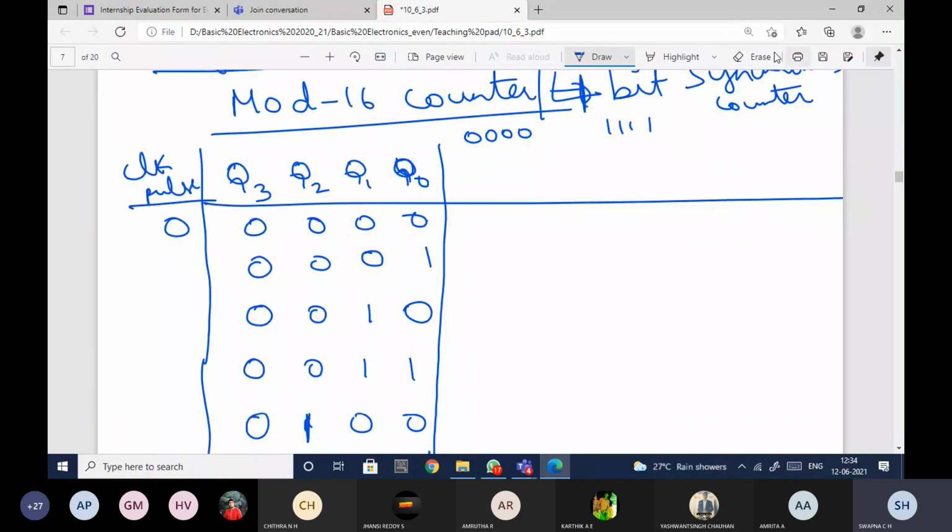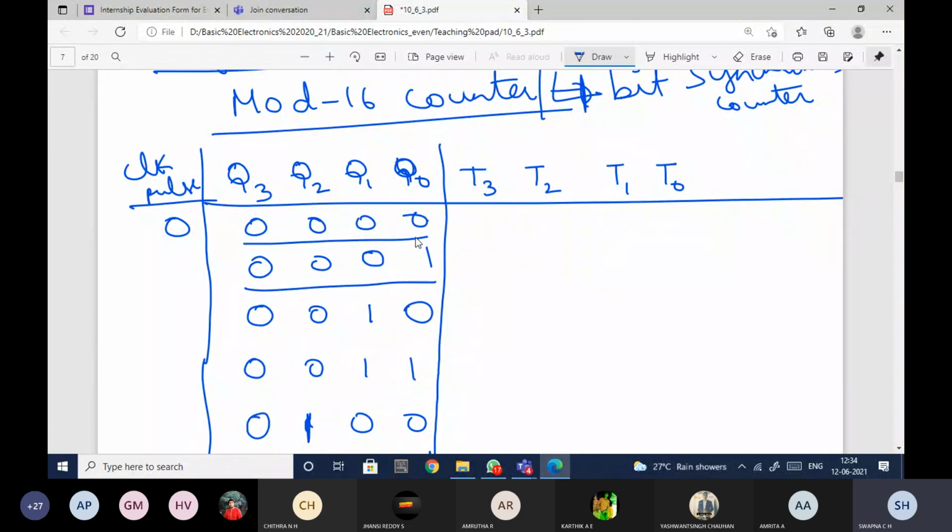Here I'll write, wait, let me erase this. Are you all following? Yes, ma'am. Okay, so I'll take T3, T2, T1, T0. It has to change its state from 0 0 0 0 to 0 0 0 1. We will find out what the values of T3, T2, T1, T0 should be. That is what I'm doing.